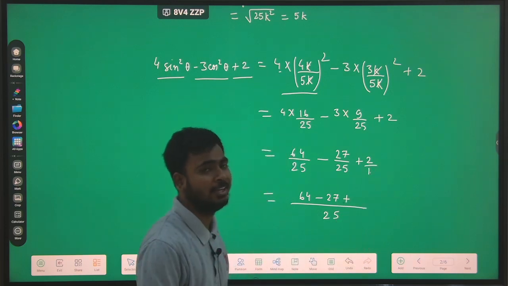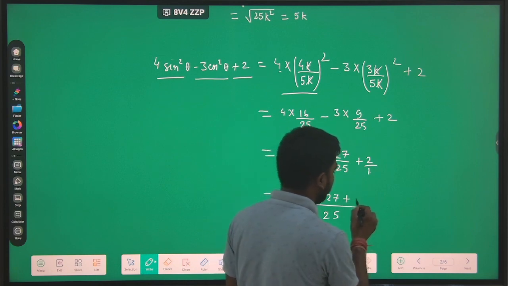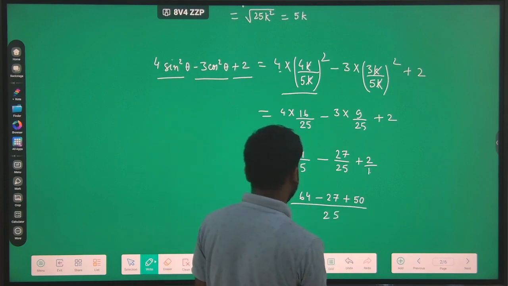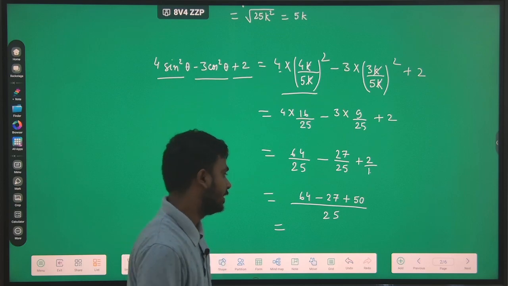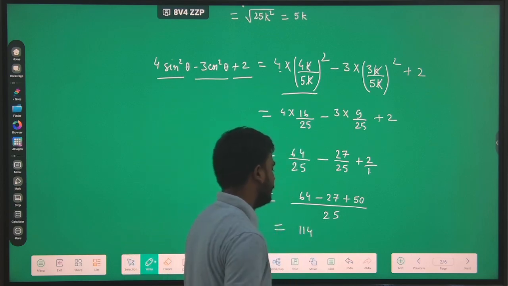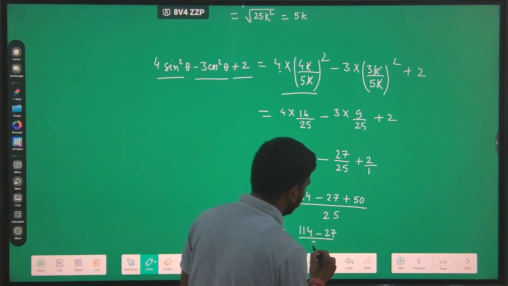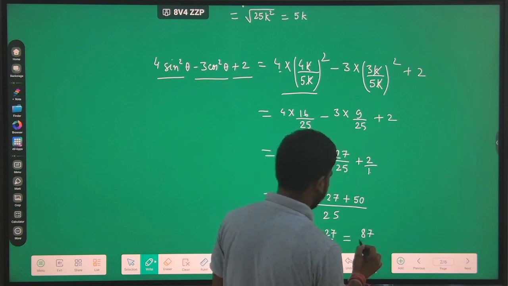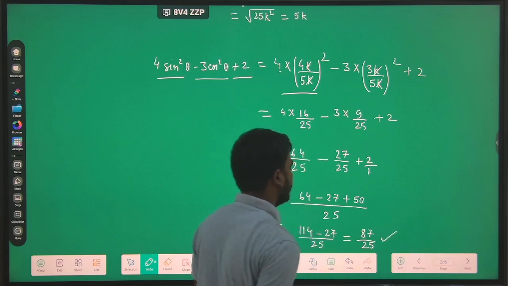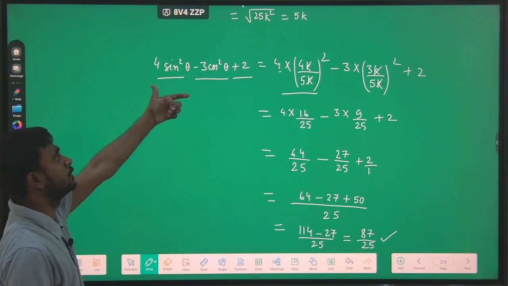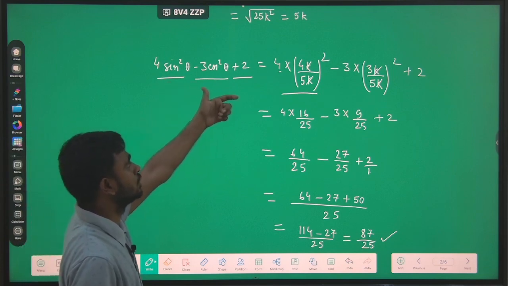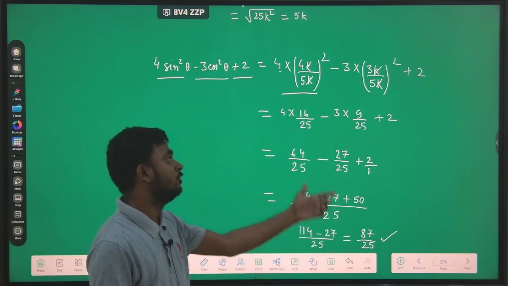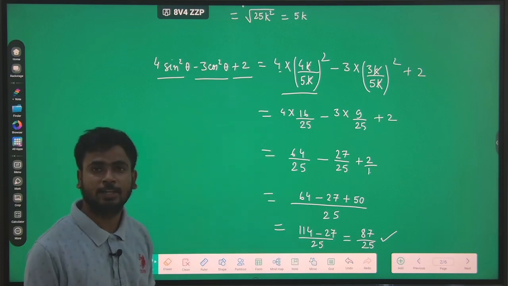So 2 multiplied with 25 gives 50 here. So what is it? 64 plus 50 is 114, minus 27 upon 25. So the value will be 87 upon 25. So the value of 4 sin square theta minus 3 cos square theta plus 2 is actually 87 upon 25. We have to solve this type of question like this. Okay.